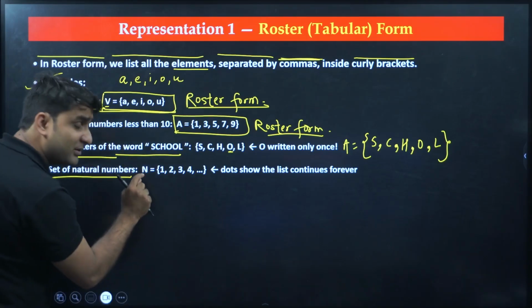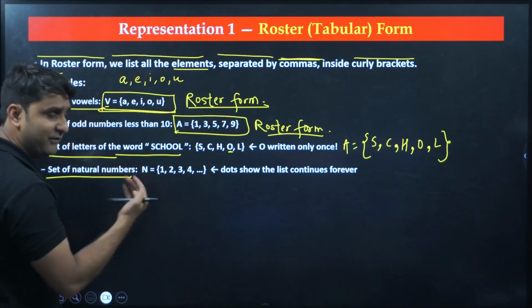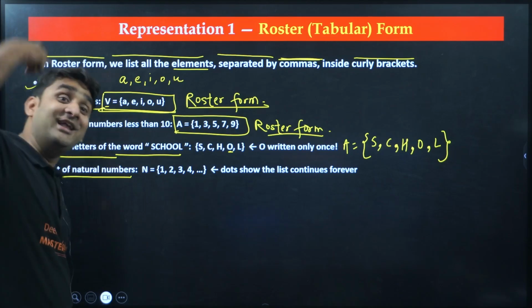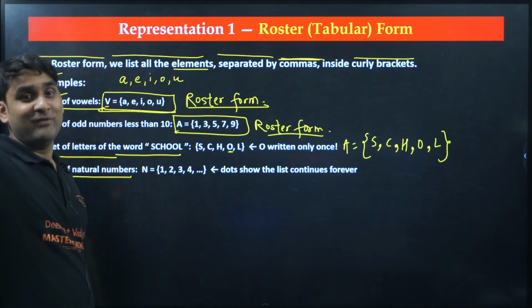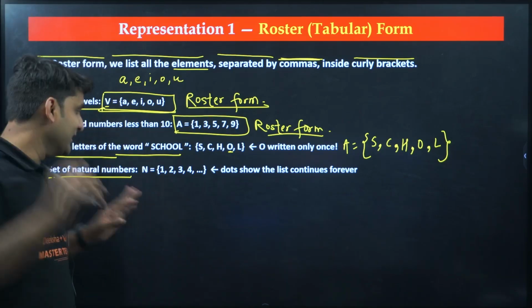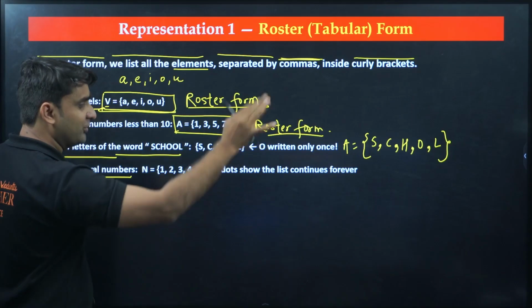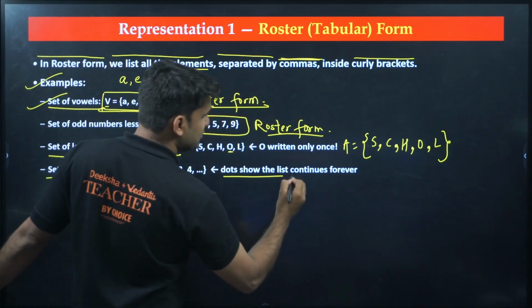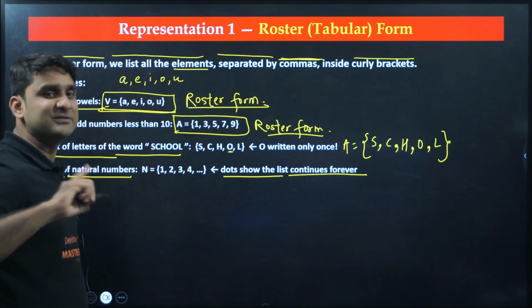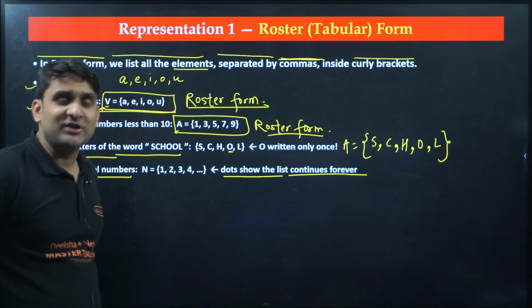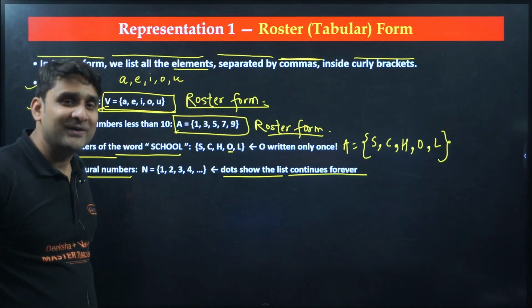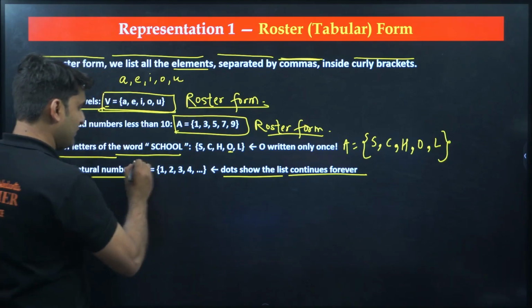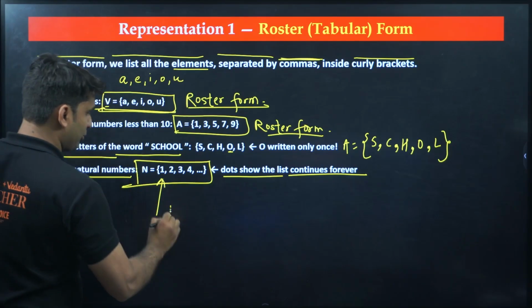Natural numbers are represented as capital N, and we know natural numbers start from 1 till infinity. I don't know what will be the last natural number. So 1, 2, 3, 4, dot, dot, dot. The dots show the list continues forever, because no one knows what will be the last natural number. It will go till infinity, right? So this is basically roster form.